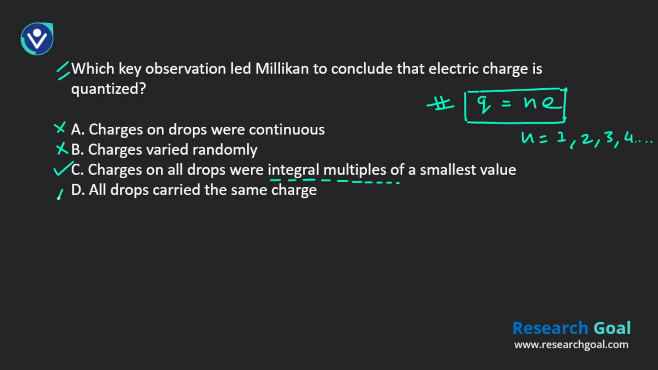Others are not correct. The charges on the drops were continuous? Obviously that's not the case. Charges varied randomly? That was also not the case. They were integral multiples of the smallest value. All drops carried the same charge? That is also not the case. Okay, all right. Let's move on to the next one.